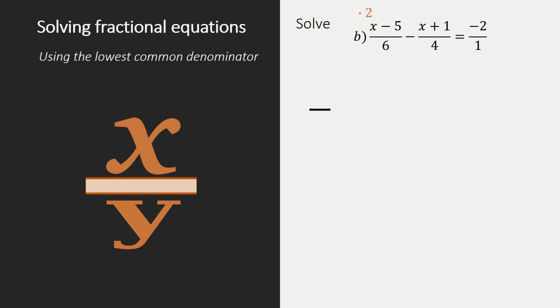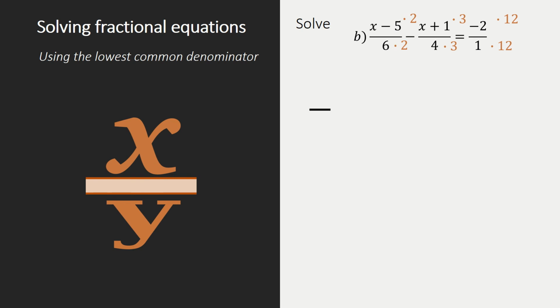So I'm going to multiply 6 by 2. And what I do on the bottom, I need to do on top. So (x minus 5) times 2 as well. Then I'm going to multiply 4 by 3. And what I do on the bottom, I need to do on top. So (x plus 1) times 3 as well. And 1 times 12. And minus 2 times 12 as well.